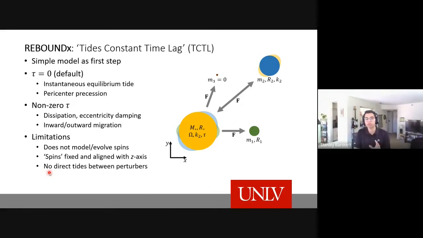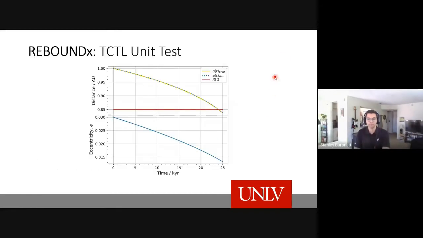And then finally, for efficiency purposes, there are no direct tides between the perturbers. So as you can see again in the diagram, you'll have the force effect between the primary and any of the secondary bodies, but there won't be tides raised between each body or the force felt from that.